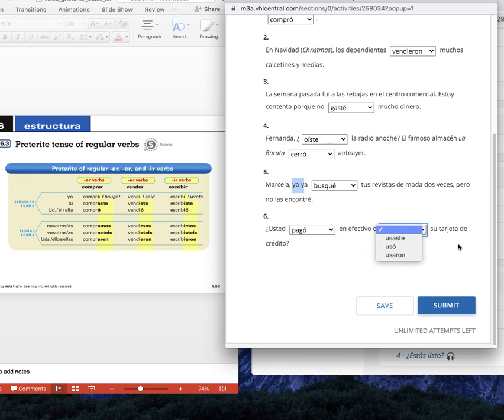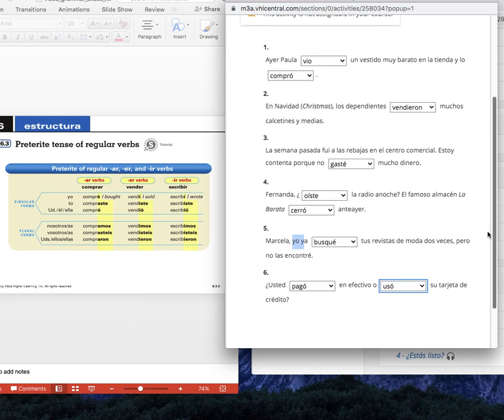Usaste su tarjeta, usó su tarjeta, usaron su tarjeta de crédito. Pause it, and we're back. Usó, right? Also with the O at the end, with the accent, because it's usted. So it's asking, did you pay in cash or did you use your credit card?